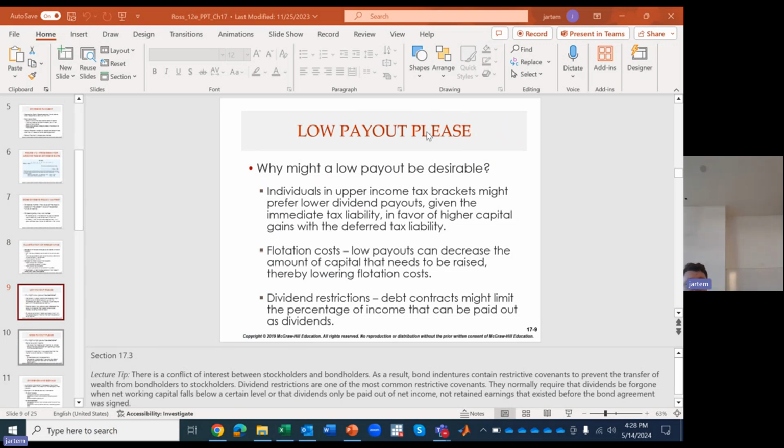So when you think about it that way, you can see why dividends might be annoying to a wealthy person, because you can't stop the dividend.